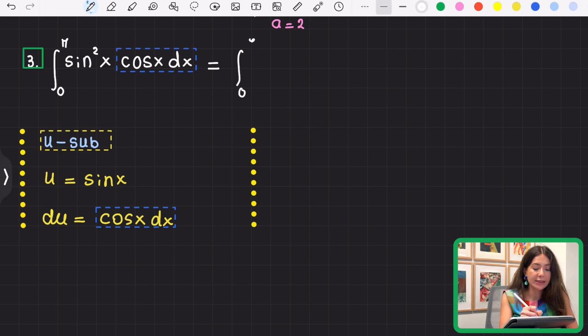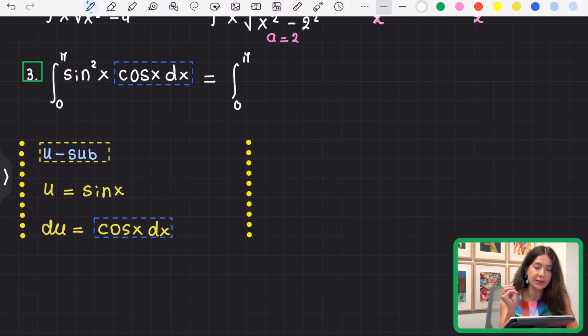Same would be the case if you had secant and tangent. Those two are each other's derivatives in the integral, so those are always linked and come together, and sine and cosine are the same way. So when you have sine times cosine sitting there, it's a u sub.